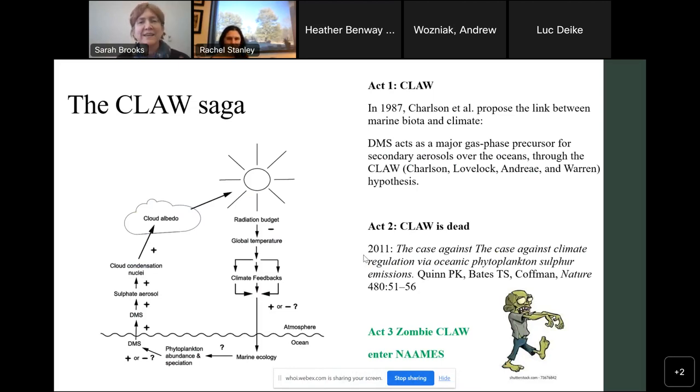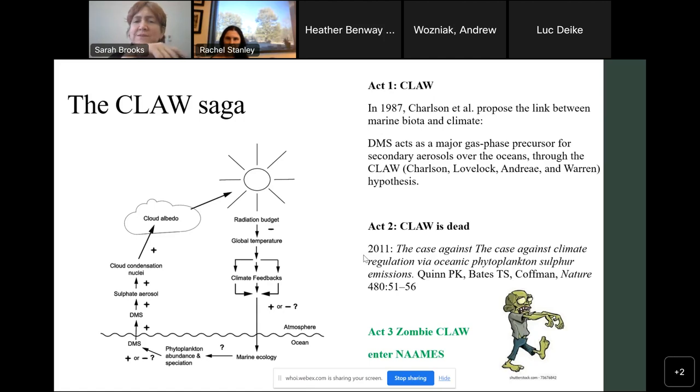So back in 1987, Carlson, Lovelock, Andreae, and Warren proposed this really fascinating link between marine biota and climate. And it, of course, was focused on DMS as a major gas precursor for the aerosols and the clouds. Well, that was very creative, and there's probably a lot of information there.